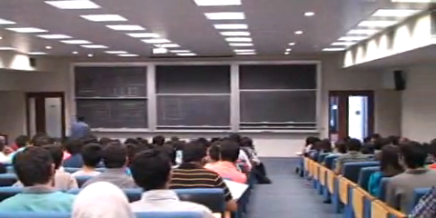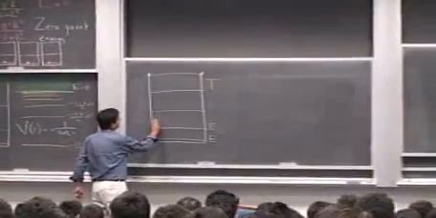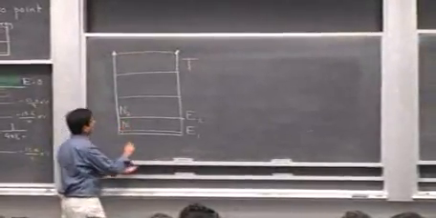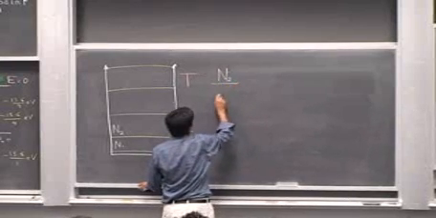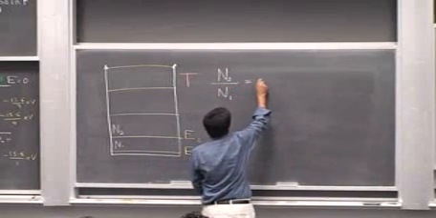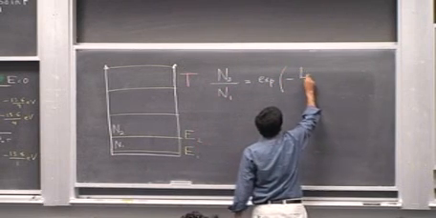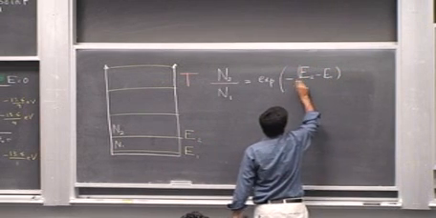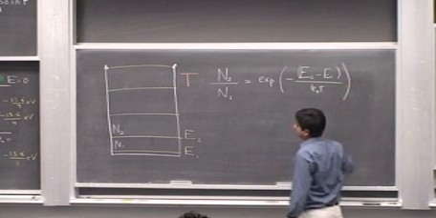So I think most students have been able to identify what the result is. If there are N2 electrons in E2 and N1 electrons in E1, the ratio N2 over N1 is going to be exponent minus the upper energy level E2 minus E1 over KBT. It's just the Boltzmann distribution.